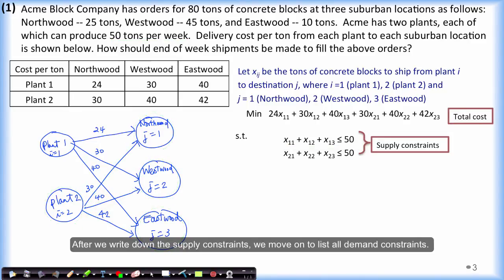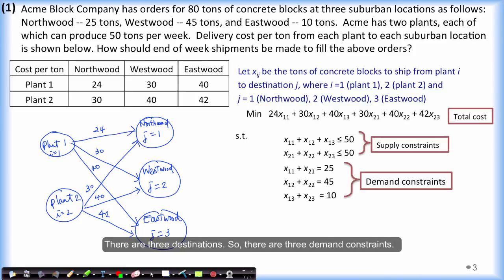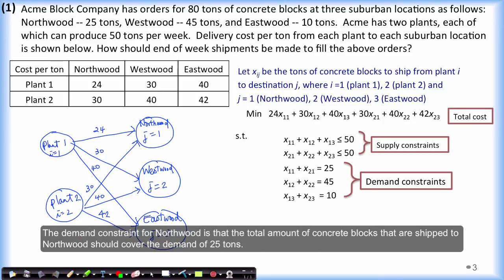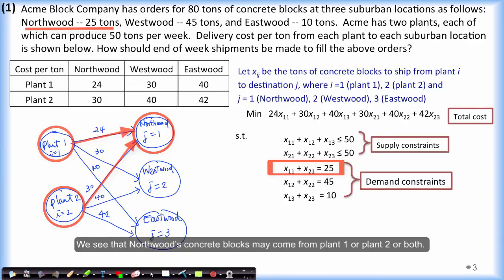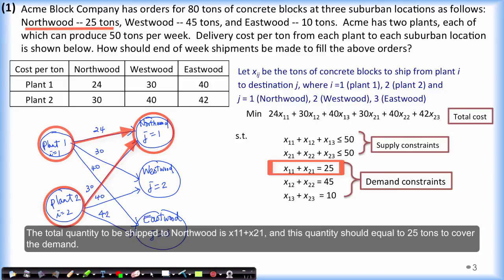After we write down the supply constraints, we can move on to list all the demand constraints. There are three destinations, so there will be three demand constraints. The demand constraint for Northwood is that the total amount of concrete blocks shipped to Northwood should cover the demand of 25 tons. The Northwood concrete blocks can come from plane 1 or plane 2, or both. The total quantity to be shipped to Northwood is X11 plus X21, and this quantity should equal 25 tons to cover the demand.